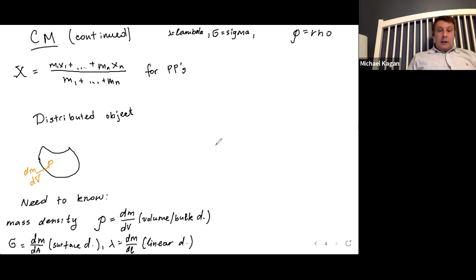Okay. Now, suppose you do know this density at every location. So that means you know this function, rho of x, y, and z, that labels the position of the point. And then, of course, you need to visualize this object as a collection of point particles, each of them being a really small piece at some different coordinates.